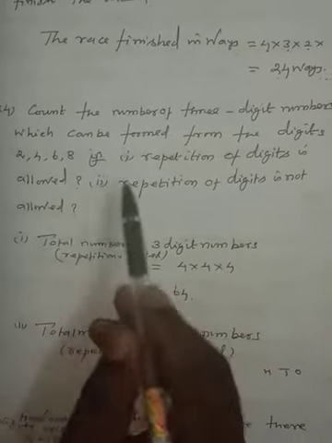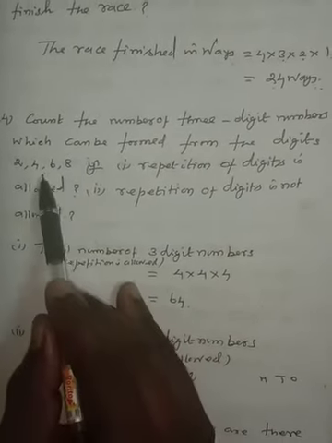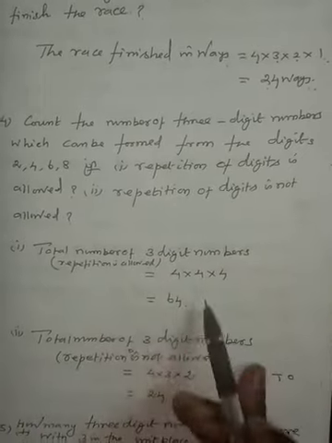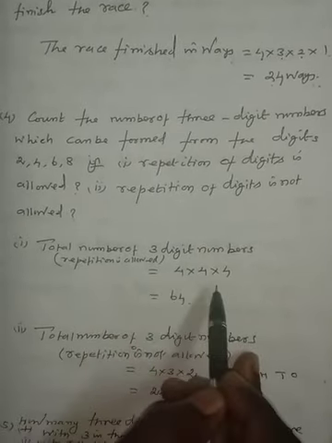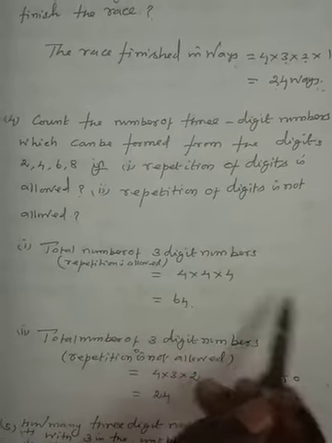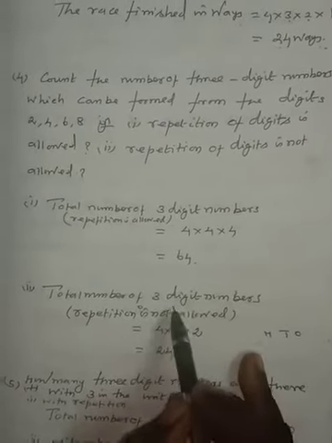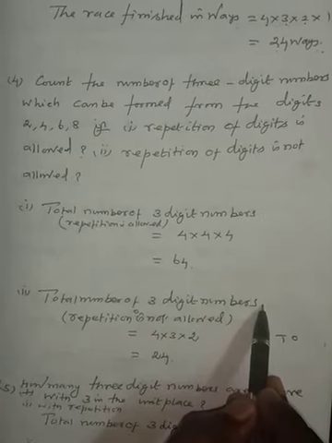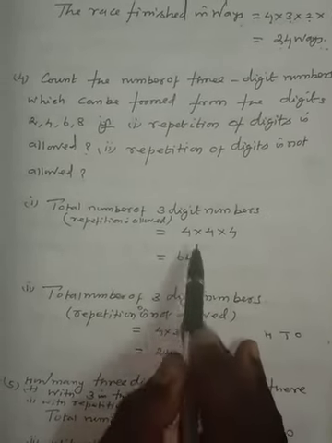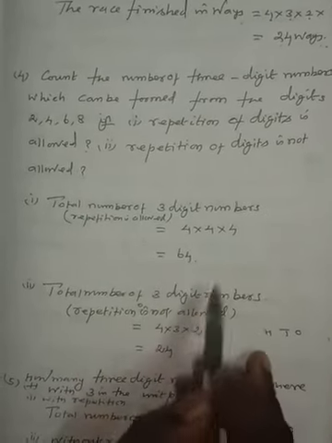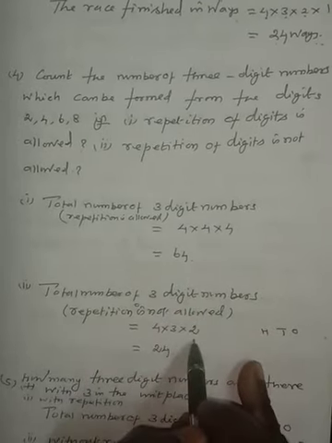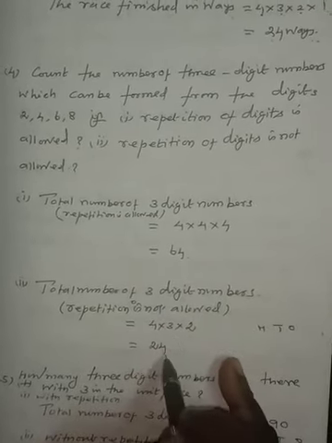Allowed means taking the digit including the digit again. So 4, again 4, again 4. 4 4s are 16, 4 16s are 64. Number 2, total number of 3-digit numbers without repetition: first 4, next 4 minus 1 is 3, next 3 minus 1 is 2. So 4 into 3 into 2 is 24.